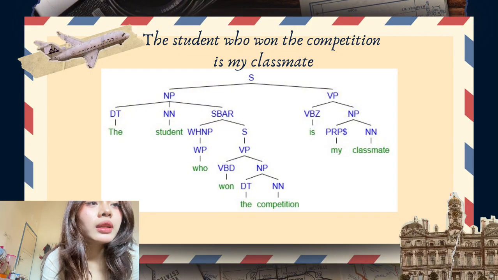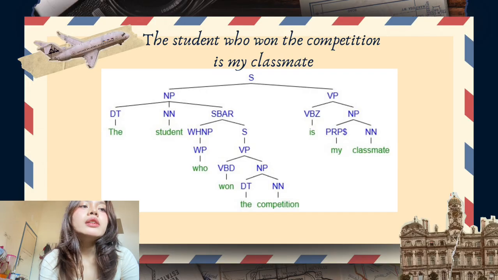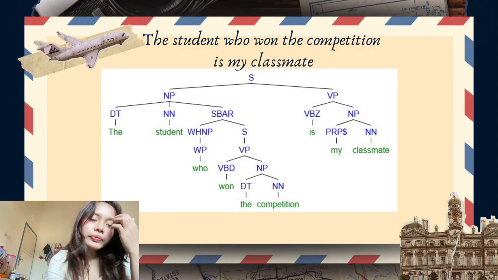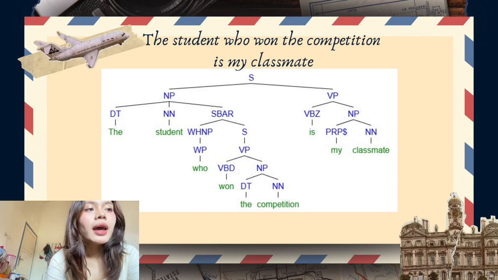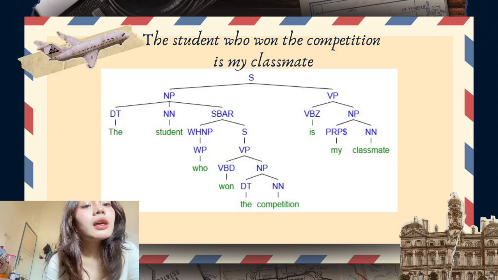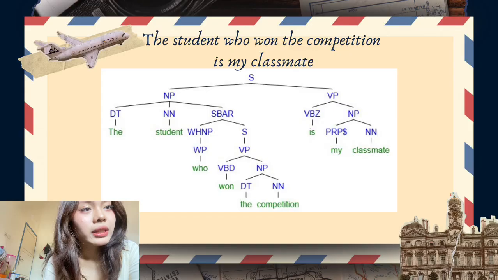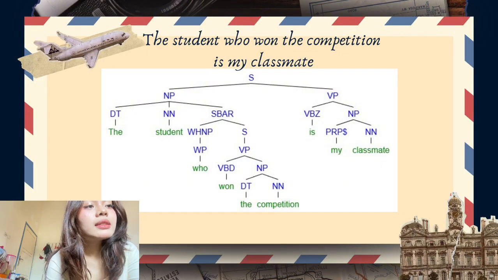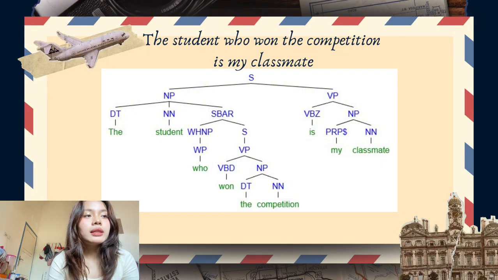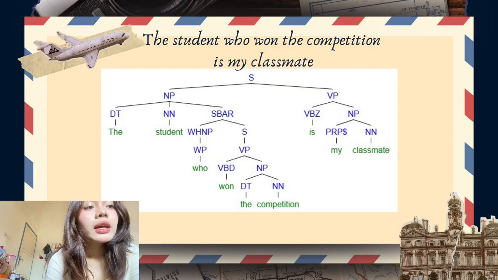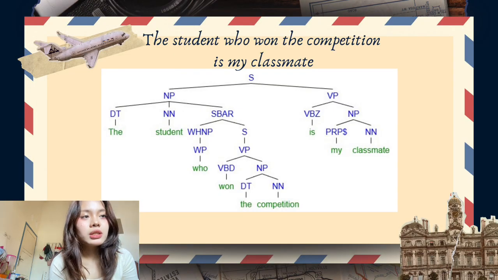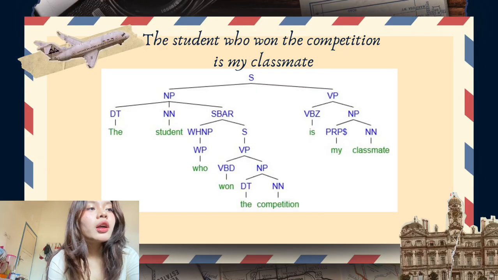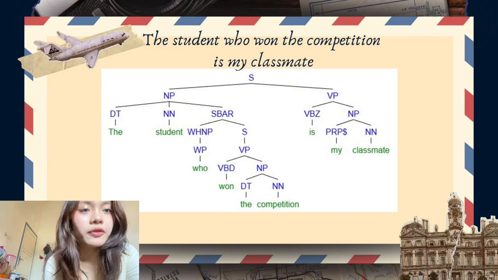Unlike an adverbial clause, this S-bar does not modify a verb, but instead modifies a noun phrase, NP. Structurally, the S-bar is embedded inside the NP and introduced by the relative pronoun who. Its function is to specify which student is being referred to, not to describe an action or event.